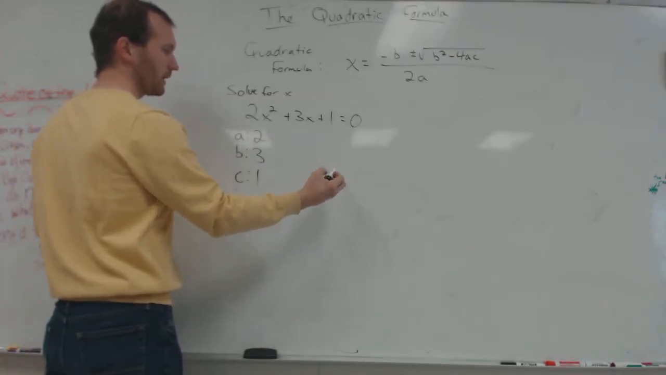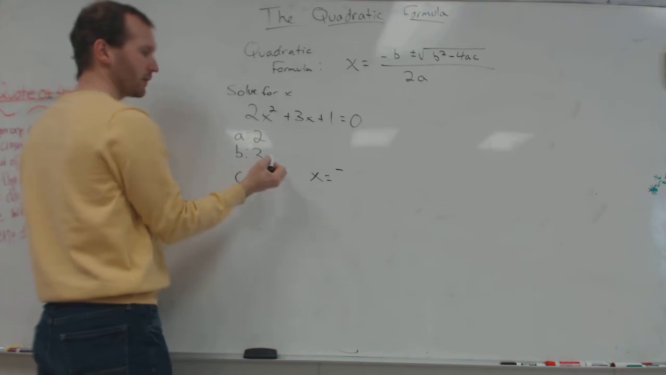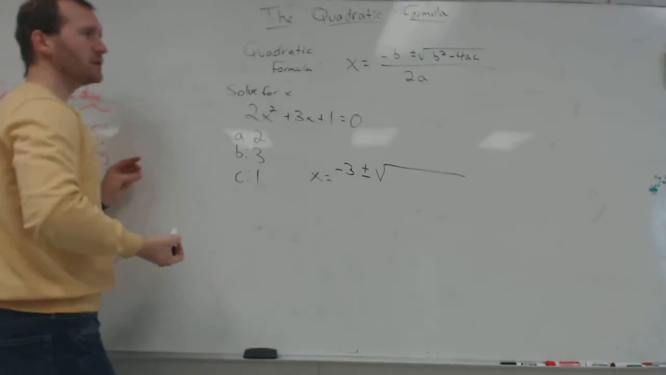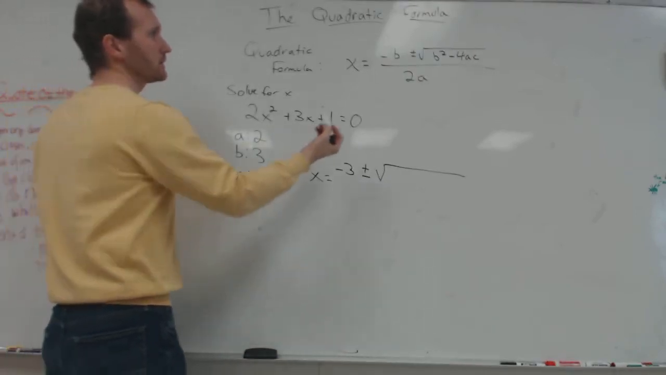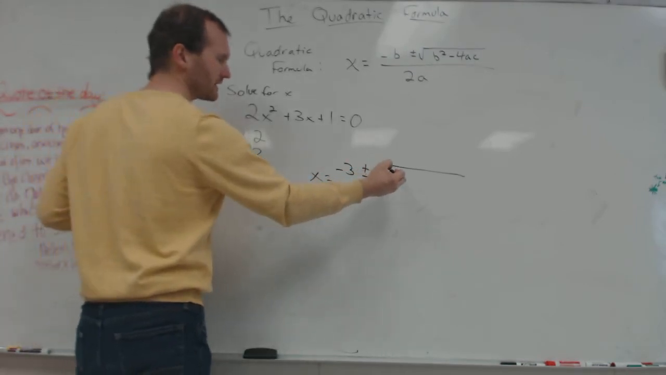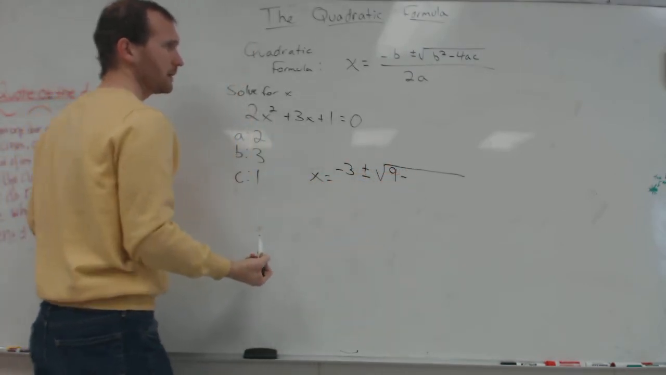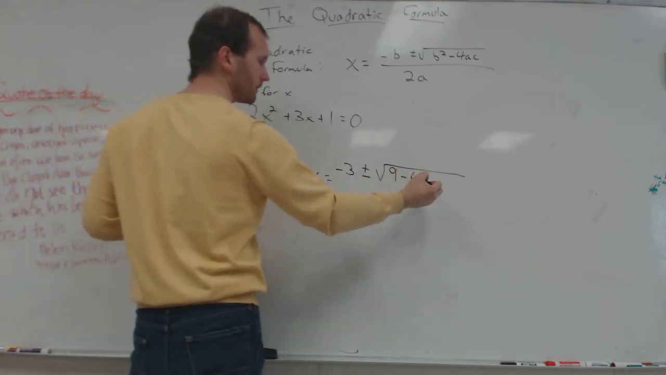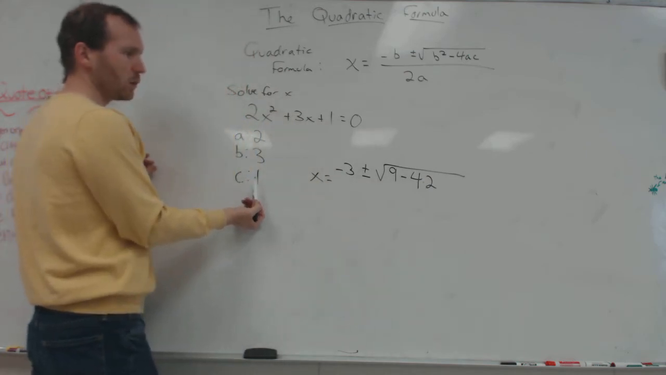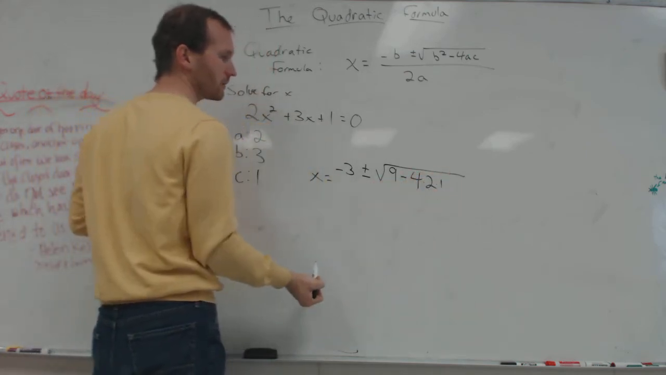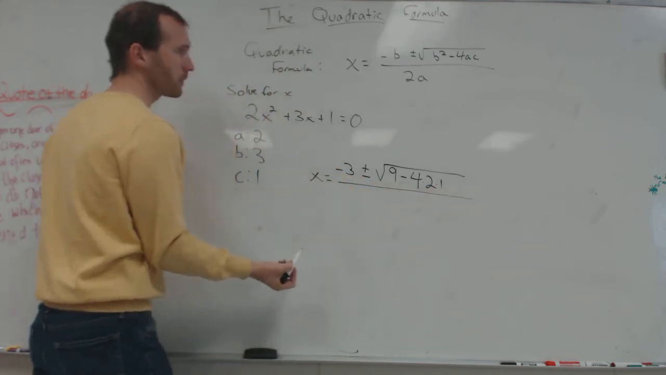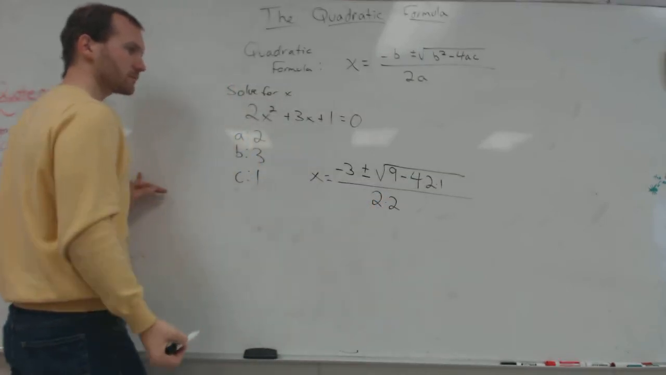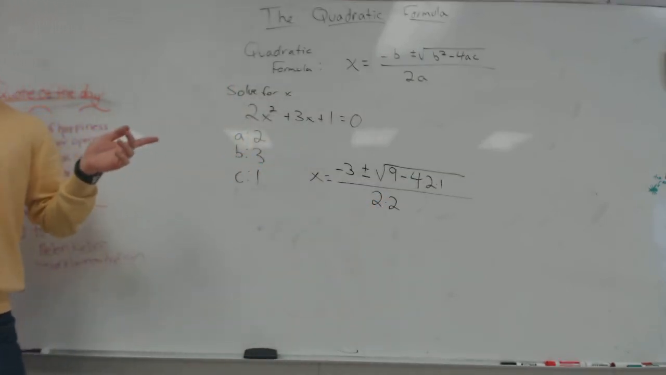X equals negative b, which is negative 3, plus or minus the square root, and you can do some of this as you go. So b squared is 3 squared, so that's 9, minus 4 times a, and a is 2, and then c is 1, so that's not going to affect my math in the end, over 2 times a, and a is 2. And I'm done, but now I just have to simplify that.